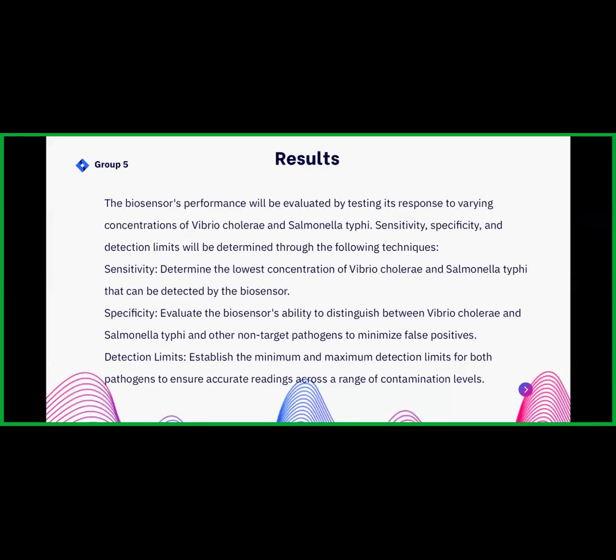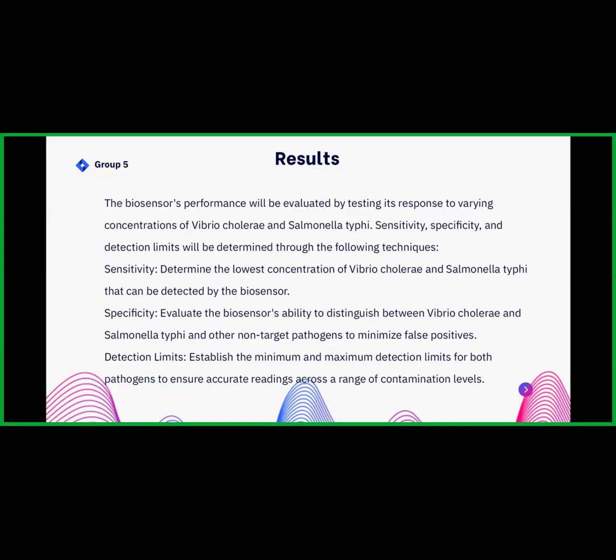So my name is Tanui Shadrack. I'm going to discuss the results, conclusion, and the recommendation. The biosensor's performance will be evaluated by testing its response to varying concentrations of Vibrio cholerae and Salmonella typhi. The sensitivity, specificity, and detection limits will be determined through the following techniques.